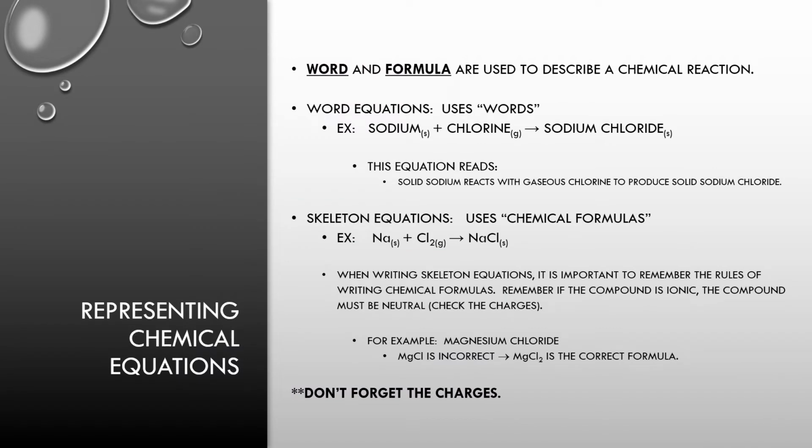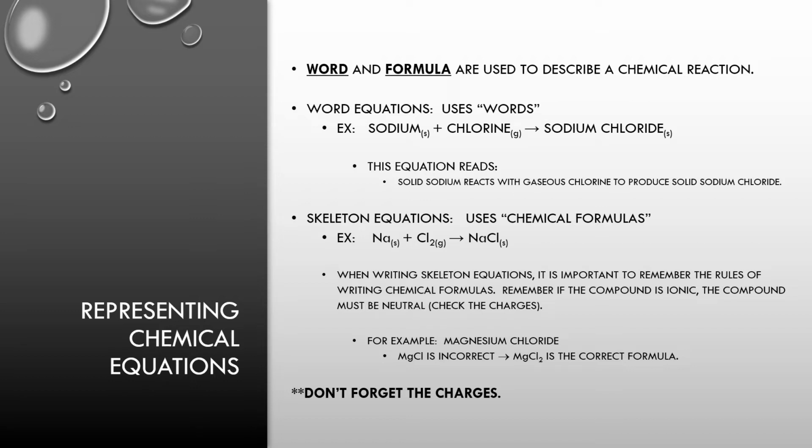Word and formula equations are used to describe a chemical equation or reaction. So word equations, obviously, you're going to use words. So for example, sodium plus chlorine produces sodium chloride. Now, when you actually read this out loud, the way it's supposed to be written is solid sodium reacts with gaseous chlorine to produce sodium chloride. So those little subscripted letters there, the s, g, and the s, again, that just indicates what state it is.